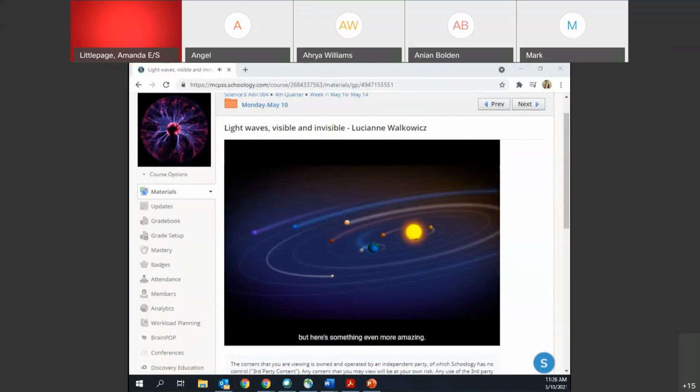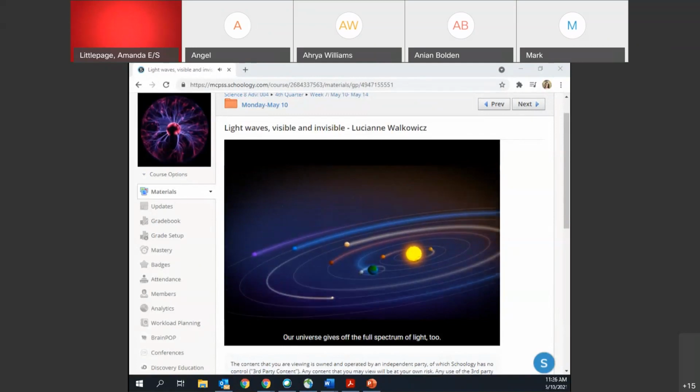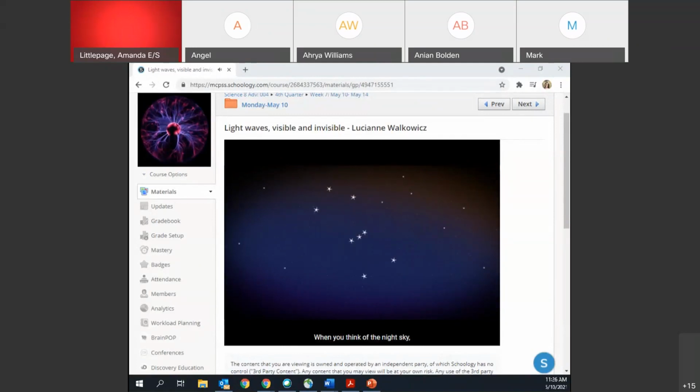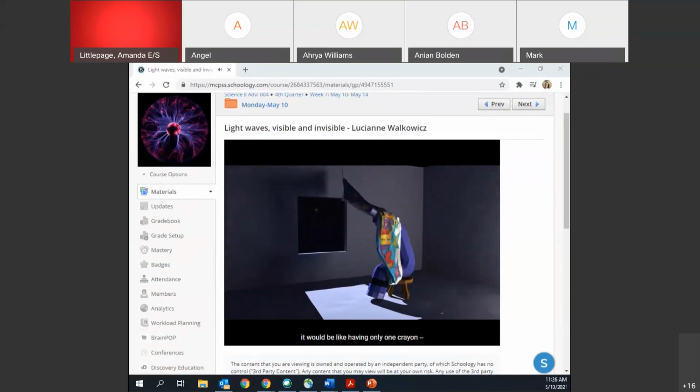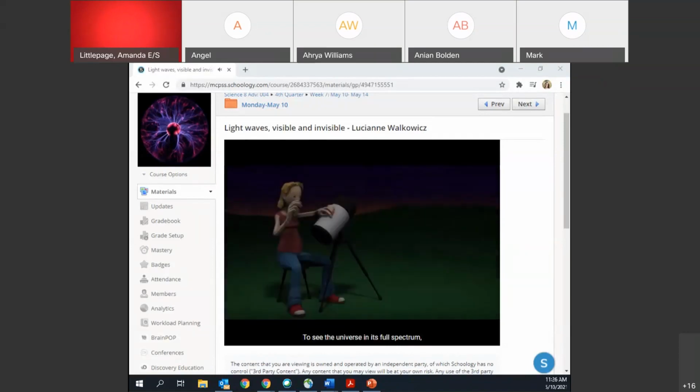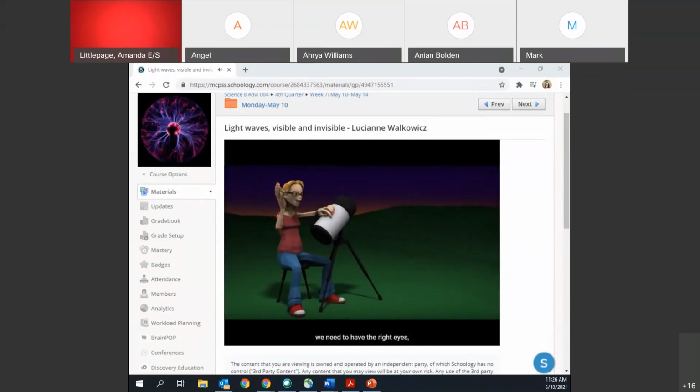But here's something even more amazing. Our universe gives off the full spectrum of light too. When you think of the night sky, you probably think of being able to see the stars shining with your own eyes. But that's just visible light, which you now know is only a tiny part of the full spectrum. If we had to draw the universe and could only use visible light, it'd be like having only one crayon. Pretty sad.